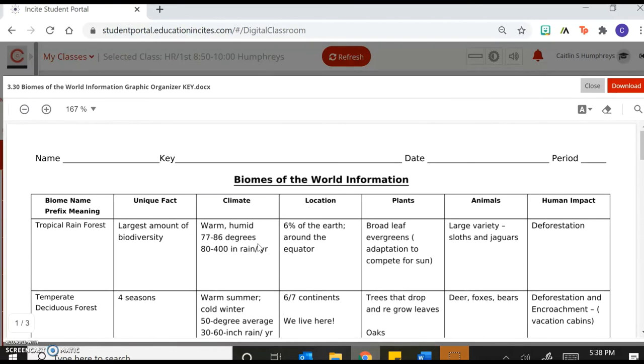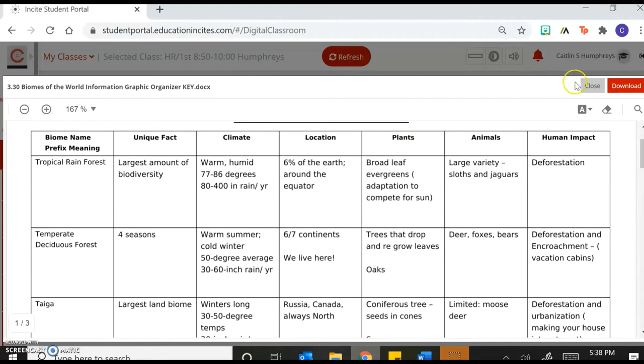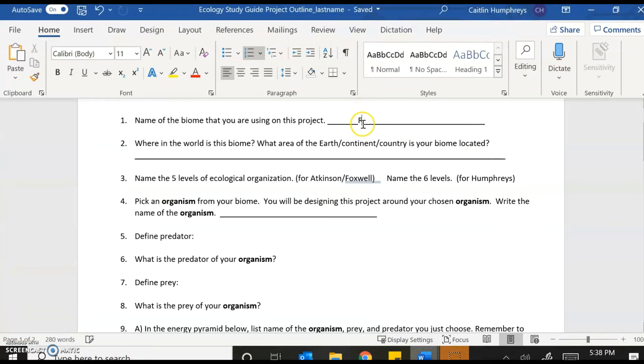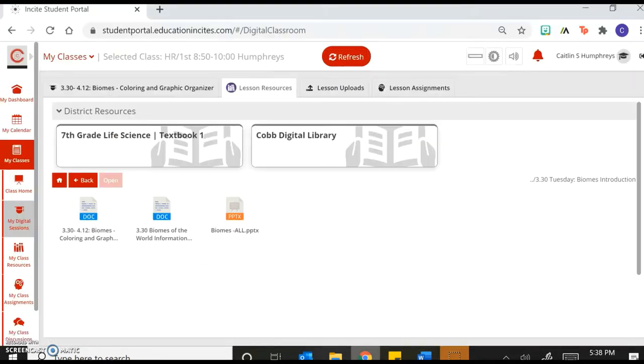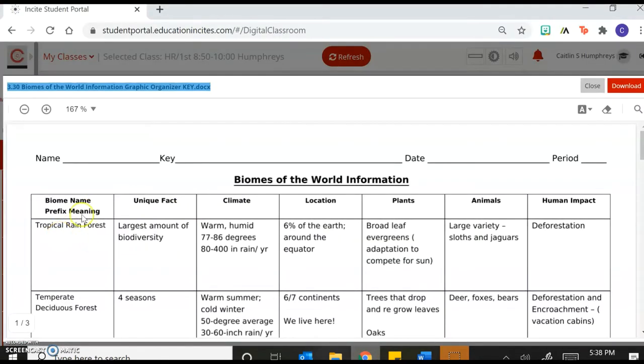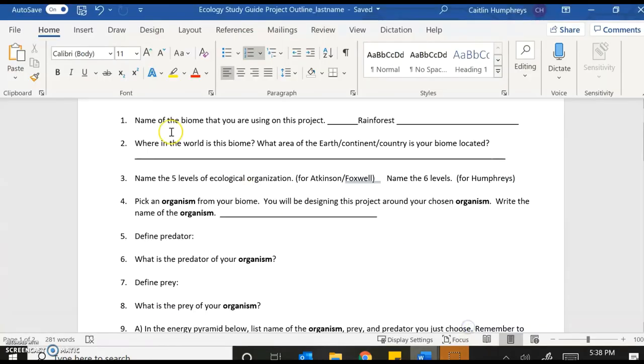I have 10 options. Now I'm going to choose rainforest because that's what my examples are, and let's be real, it's easy to spell. So I'm going to do rainforest. And now it asks, where in the world is your biome? Well, it literally just told me right here, rainforest location around the equator. So I'm going to write near the equator.